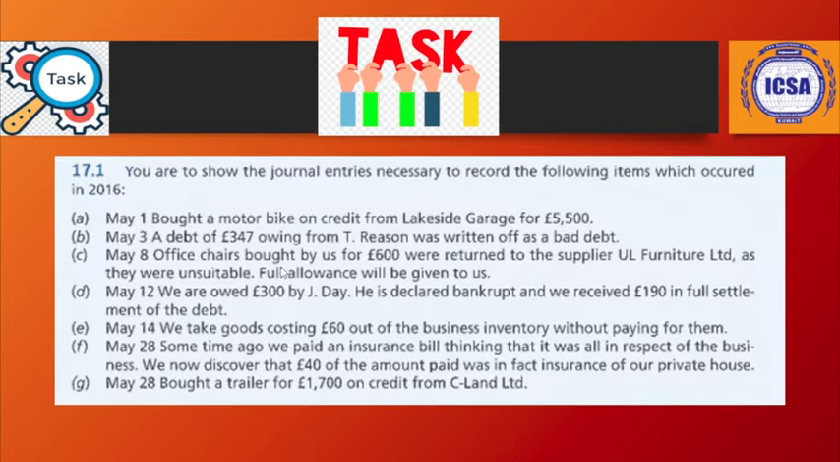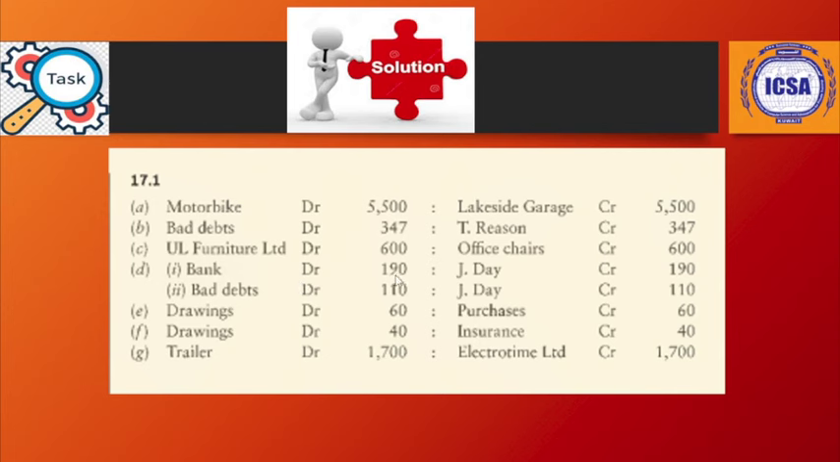Next transaction, we are owed 300 by J-Day. He is declared bankrupt and there is 190 recovery and the remaining 110 is the bad debt. So it is to be recorded. 300 was supposed to be received and out of 300 only 190 has been received. Bank has received only 190. Bank debit 190 and J-Day has paid 190 out of 300. So 300 is the total amount to be received. Only 190 is received. So the remaining 110 is lost to the business as bad debt. Bad debt 110 and J-Day is to be reduced with 110.